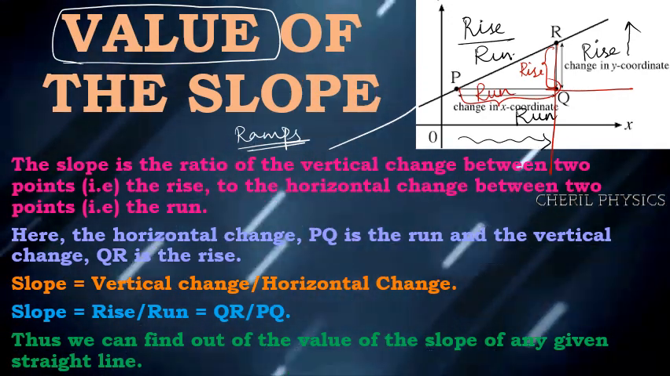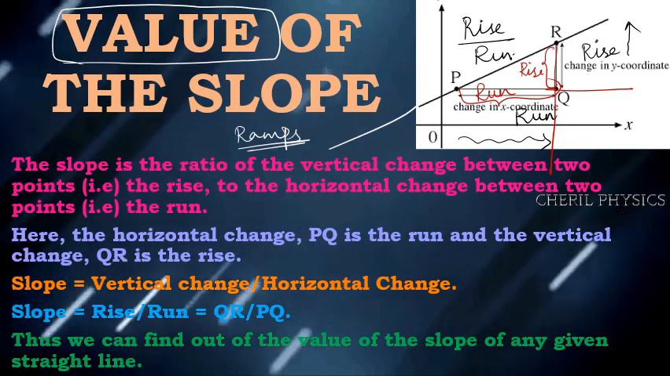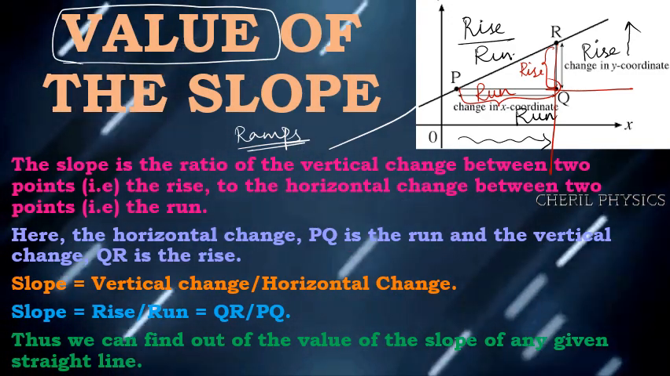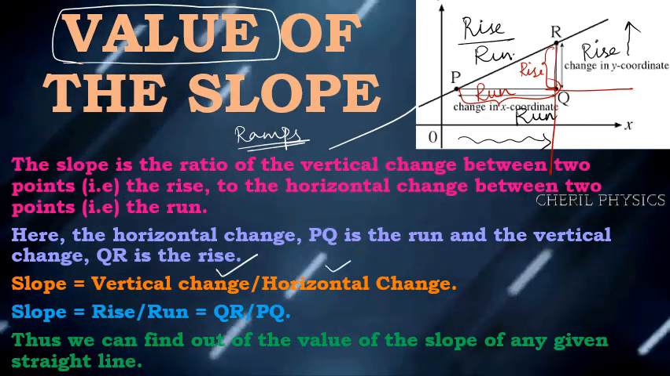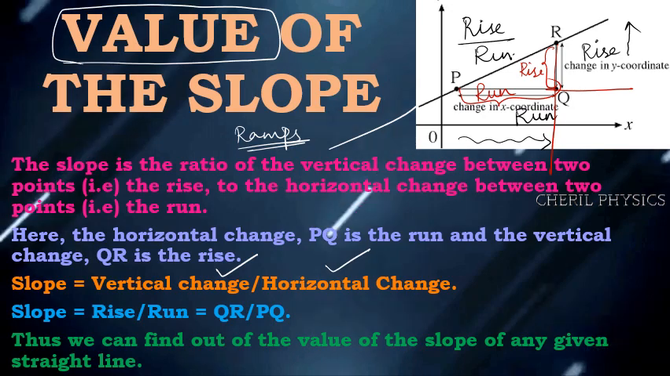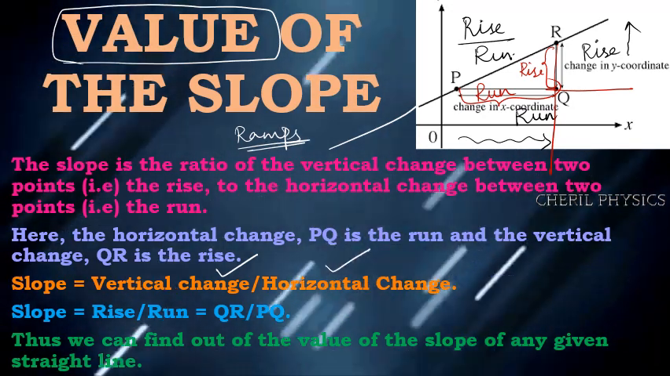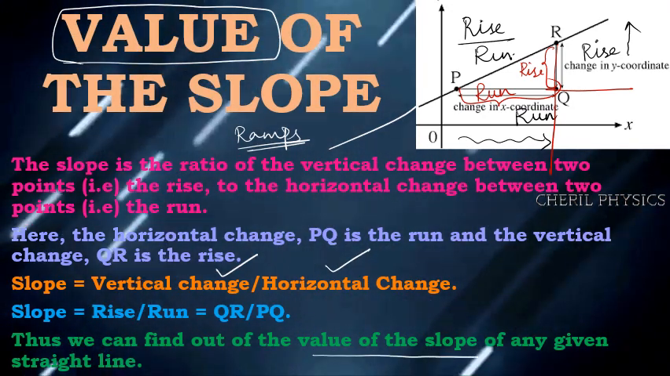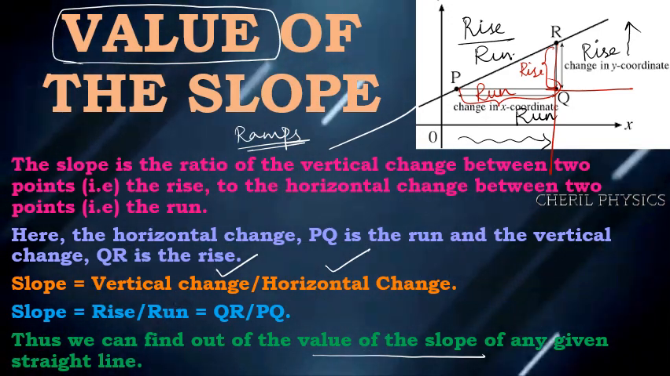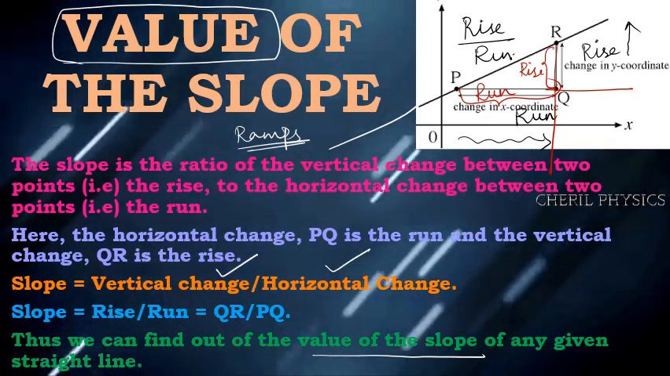Okay, or you can say change in the y coordinate by the x coordinate, or in other words you can also say vertical change by horizontal change. By using these formulae, you can find out the value of the slope of any given straight line. Okay, hope you have understood this. This is how you will calculate the value of the slope.